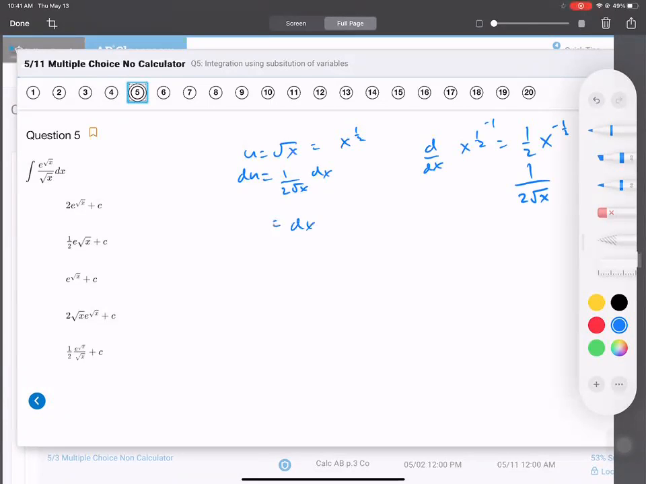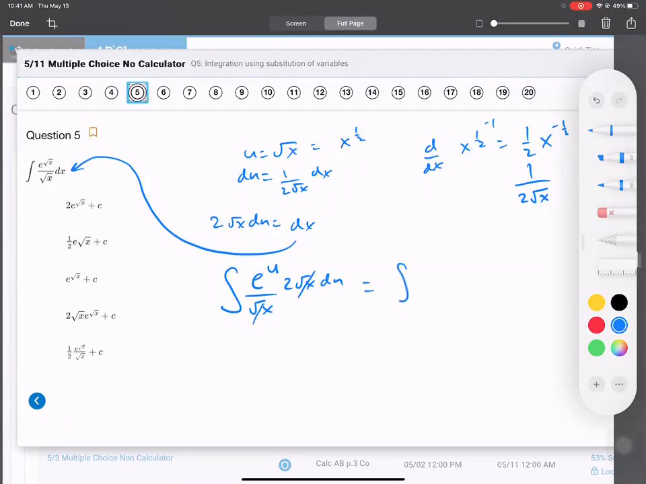Dx is equal to 2 square root of x du. We substitute it in. So the integral of e to the u, 2 square root of x du over square root of x, and we see that these square roots of x cancel out. Wonderful. The integral of e to the u du, throwing the 2 out, is just e to the u, with the 2 in the front, plus c. Replacing the u back, it's 2 e to the square root of x plus c, which is our answer A.